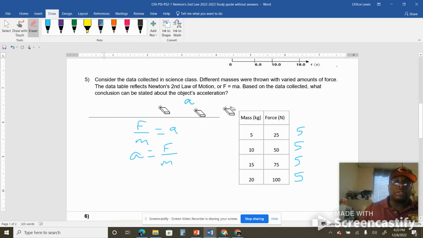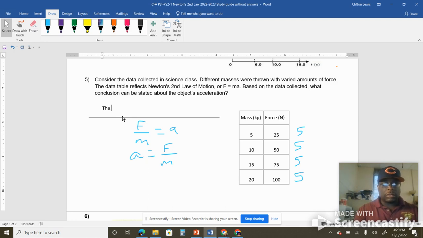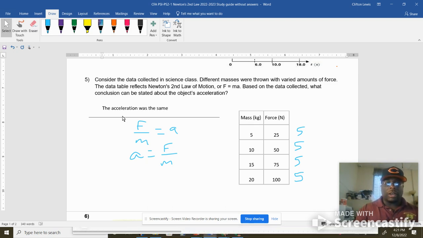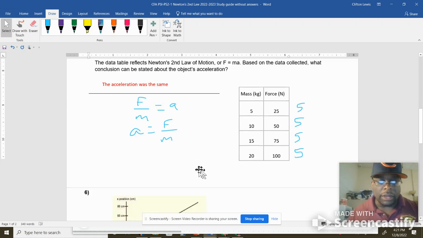What's that tell old Mr. Lewis? All right, that tells me that with this data, in all cases, the acceleration was the same for all objects. All right, acceleration was the same for all objects. Cool? Got that? Understand? Easy money.